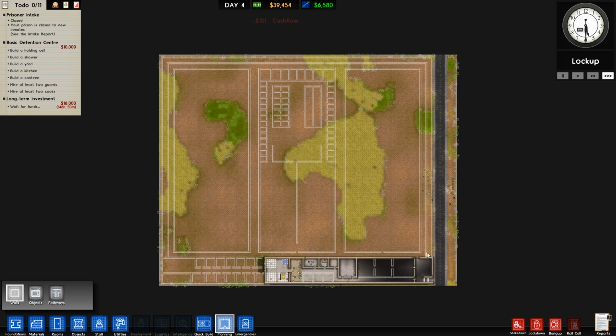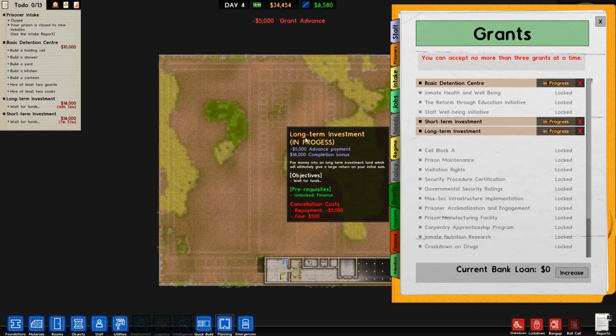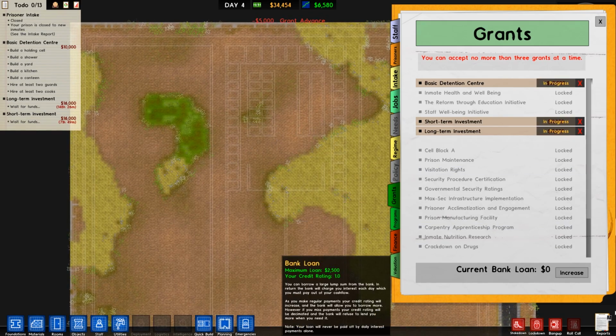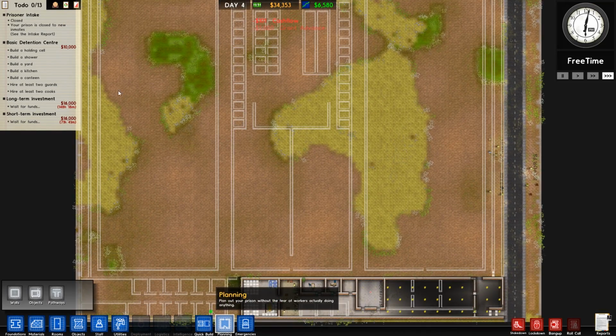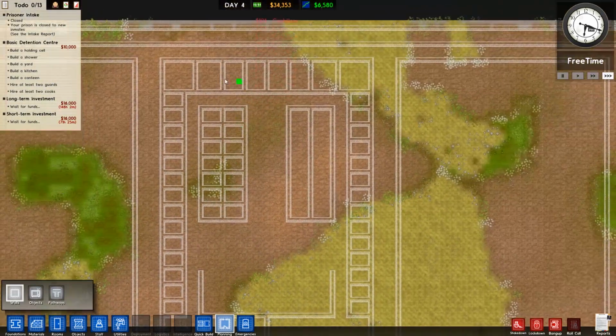It sounds like we have got another investment we can get. I'm going to go for, again, the short-term investment there. So that's fine. So let's just crack on. While we're waiting for those grants, we'll crack on with the design of this thing. So we've got those in there.